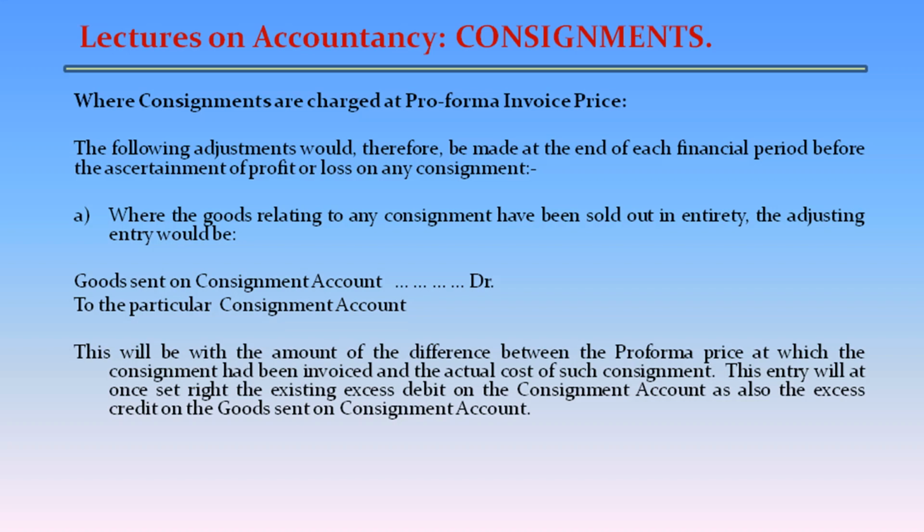Where the goods relating to any consignment have been sold out in entirety, the adjusting entry would be goods sent on consignment account debtor to the particular consignment account. This will be the amount of difference between the pro forma price at which the consignment had been invoiced and the actual cost of such consignment. This entry will at once set right the existing excess debit on the consignment account as also the excess credit on the goods sent on consignment.